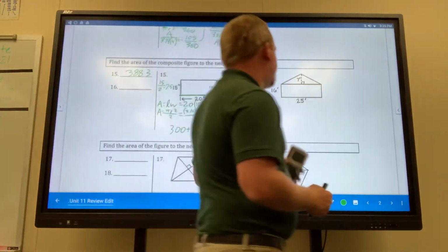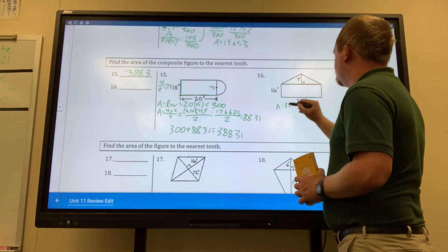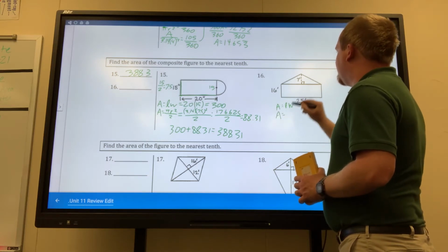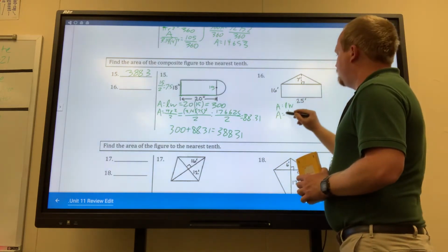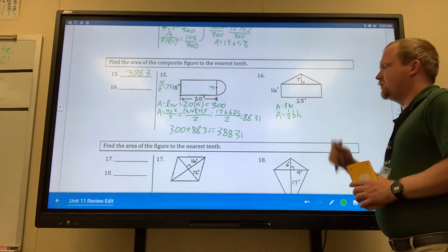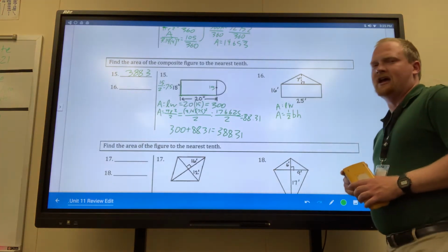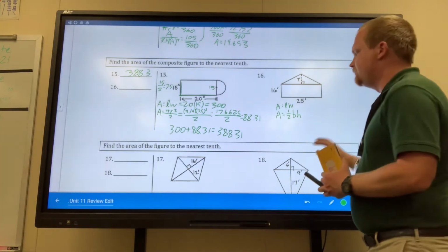Now for this one, you still use the area of a rectangle, but since I have a triangle, it's going to be 1/2 times base times height. So that's going to give me the area of a triangle, but I also need to add it to the area of a rectangle.